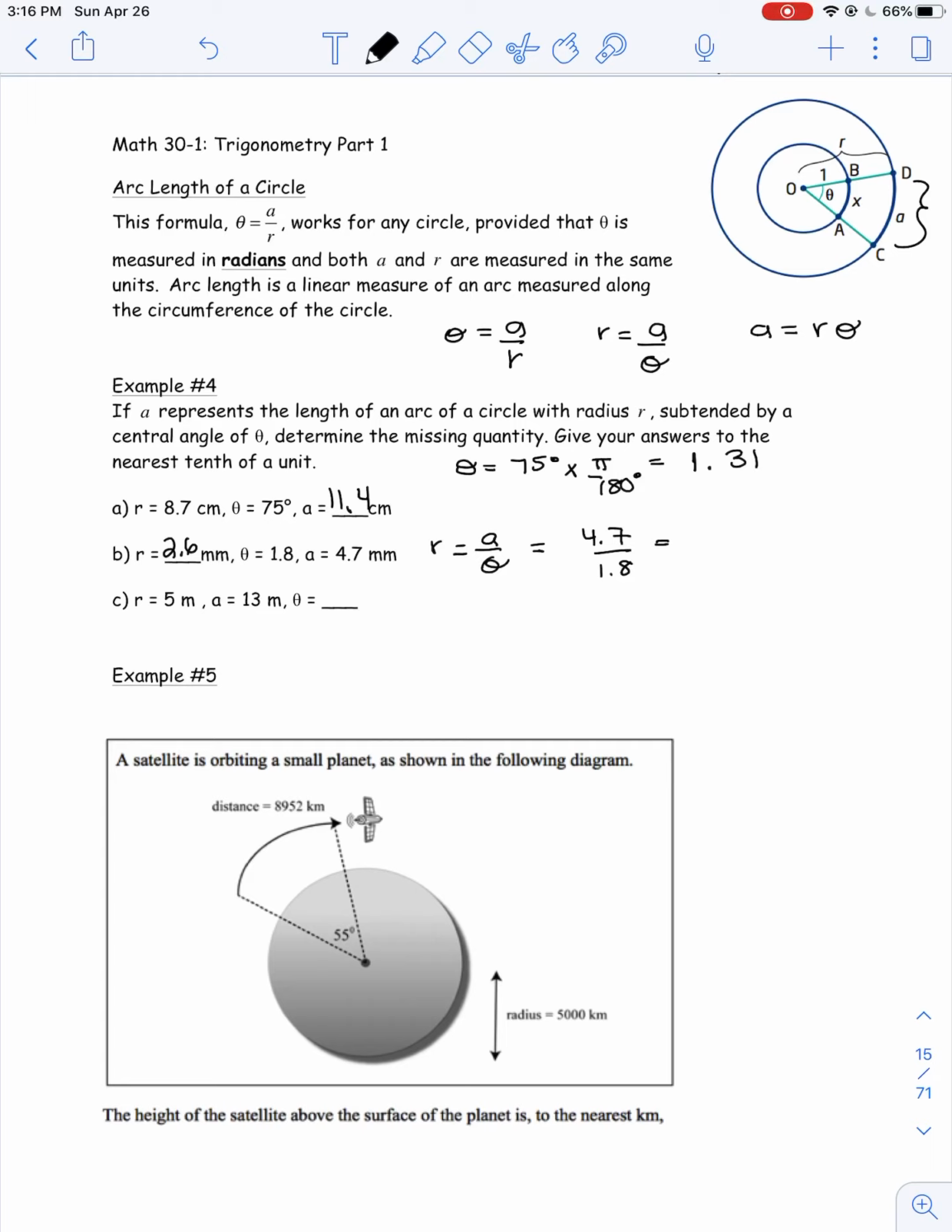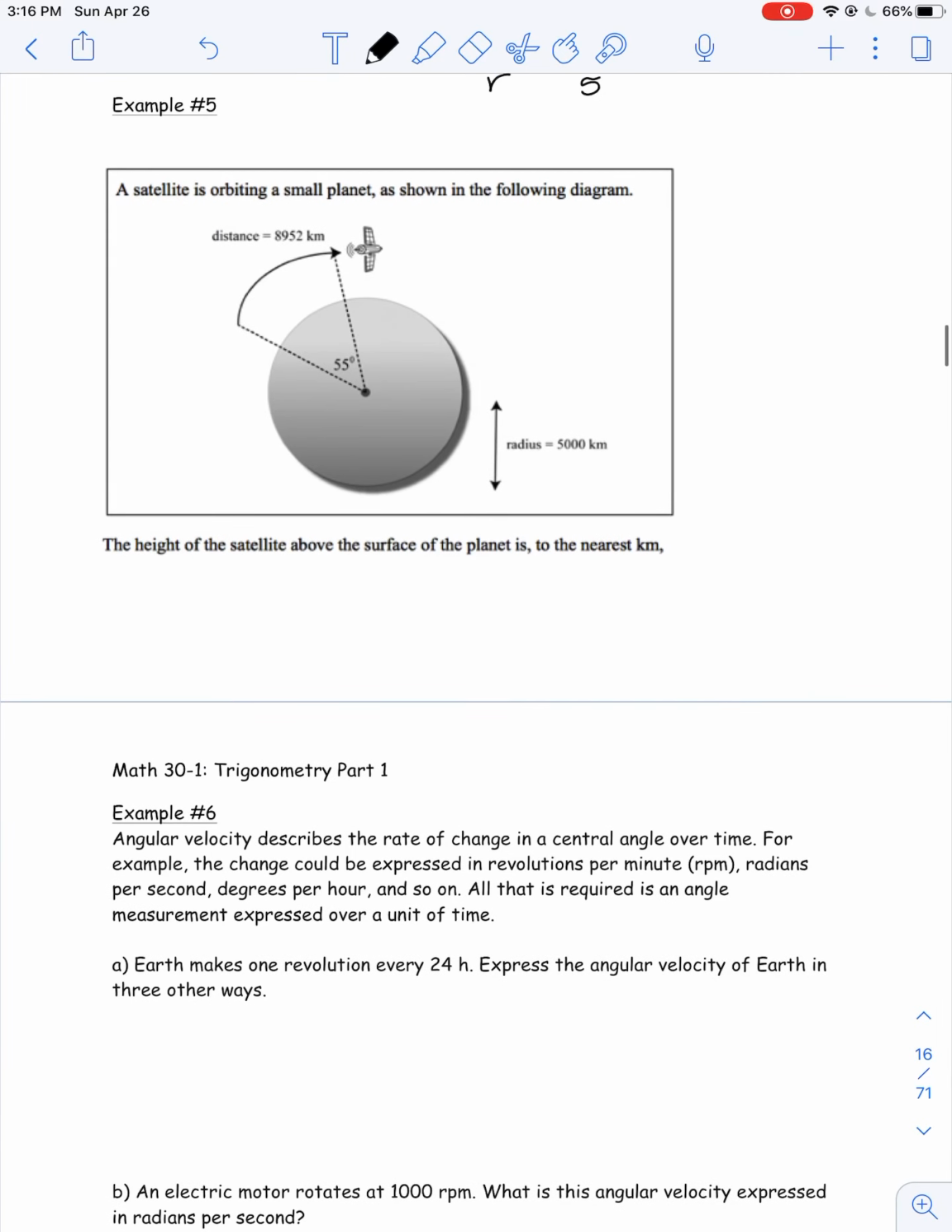And our last one, the units are the same, so in order to find our theta, it's just going to be A over R. Our A is 13, our R is 5, divide those two numbers. You get 2.6. And we don't include units. You don't have to write anything when it comes to radians.